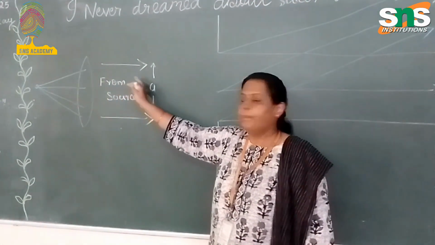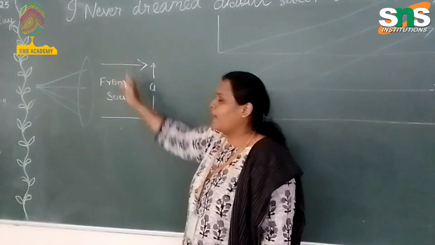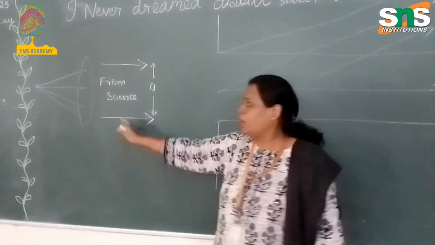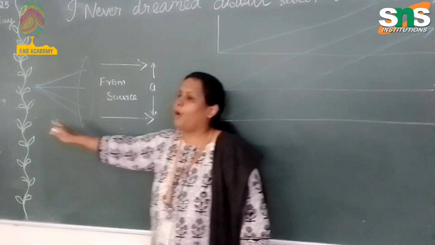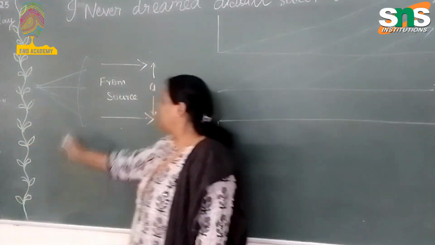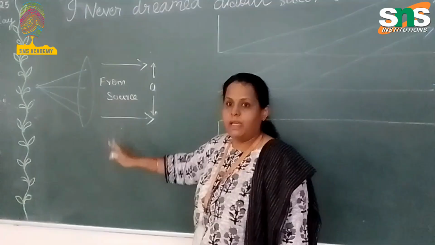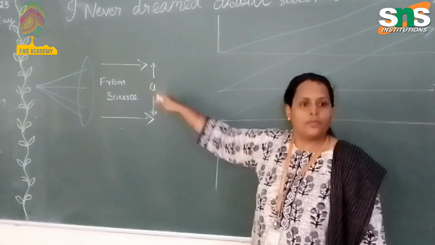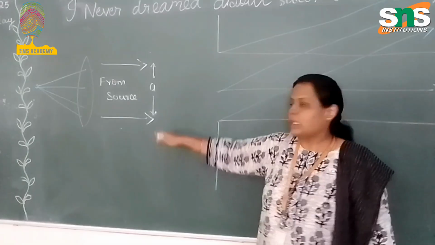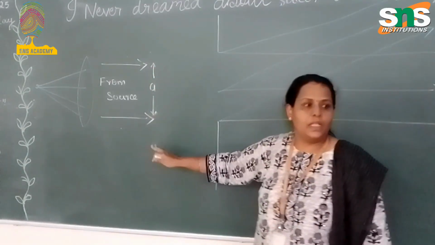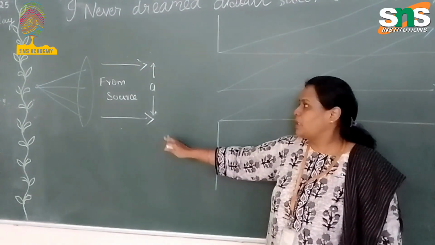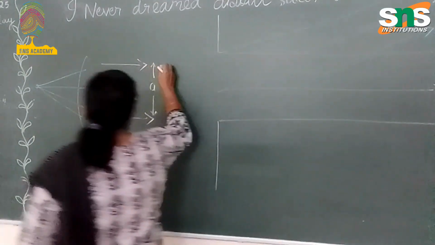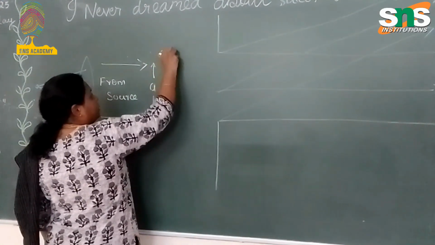Here, these parallel rays are coming from the source. That's enough if you draw; no need to draw this convex lens and the point source. As rays are coming from the point source, small a is the width of the slit. And if you see here, from this source, what kind of wavelength will reach?